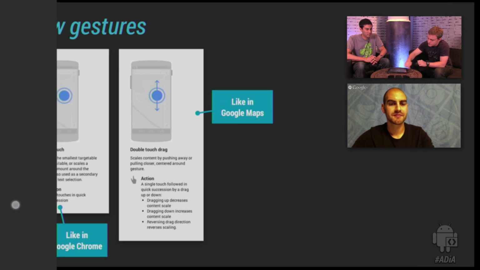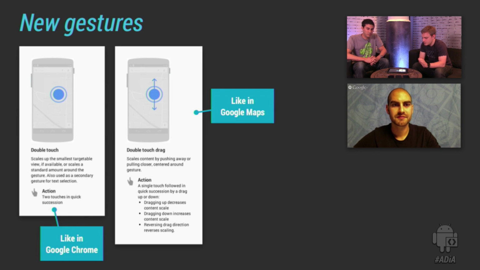Okay, let's move on to new gestures. So these aren't exactly new gestures, but we're formalizing 2 new gestures in our design guidelines. If you go to developer.android.com/design, I think it's under patterns, gestures. I forgot. But you'll see 2 new gestures. The first is an expansion of double touch. And the second is double touch to drag.